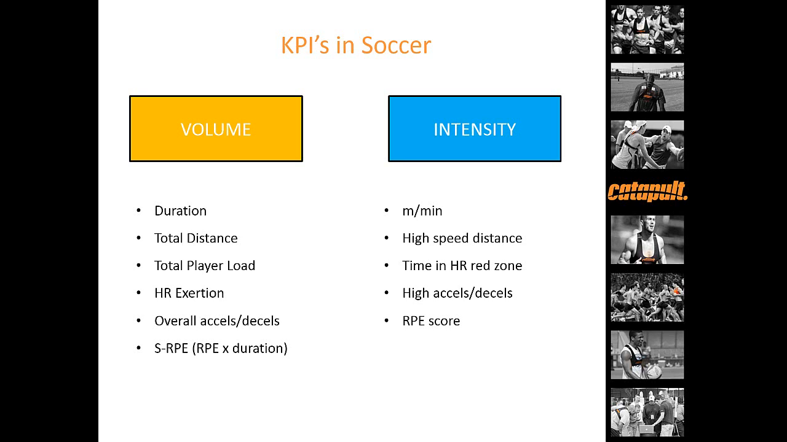And then intensity wise, we can make those sort of parameters relative to time. So we use the example of average speed in meters per minute. High speed distance in some of the match data is typically anything above 5.5 meters per second, but this can vary between teams. Time in red zone, which is really when you're looking at the cardiovascular adaptations, high acceleration and deceleration efforts, so not just the total, but the actual high efforts of explosive type movements, and then the actual RPE subjective score at the end of the session.